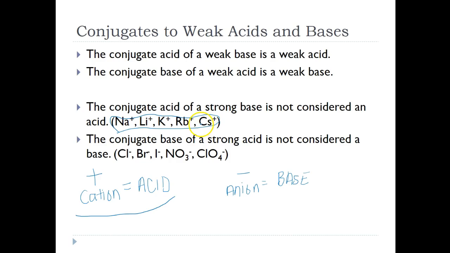So they are so strong that their conjugate acids don't act like acids. So in terms of our anions, negative charges are considered weak bases. The exceptions to this, well, the bases of the strong acids.